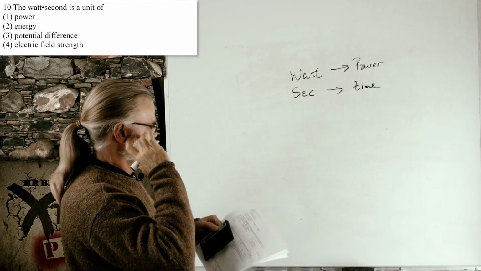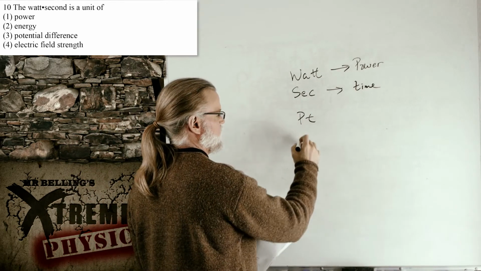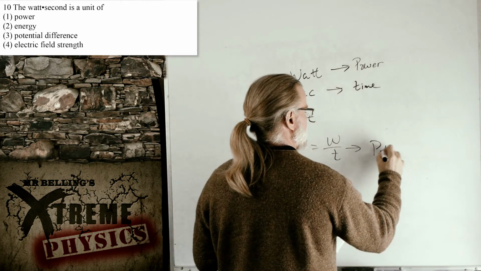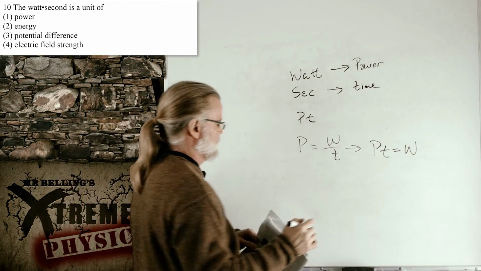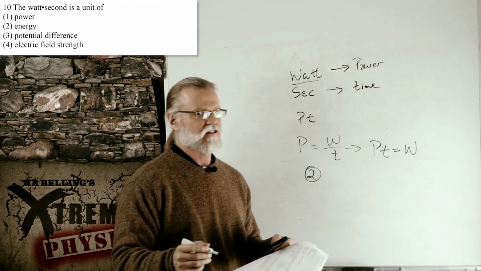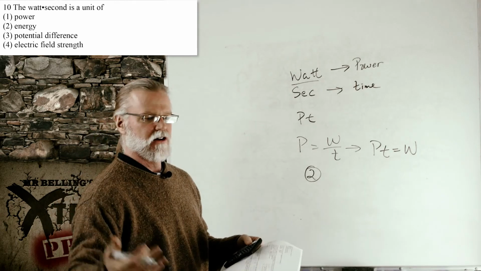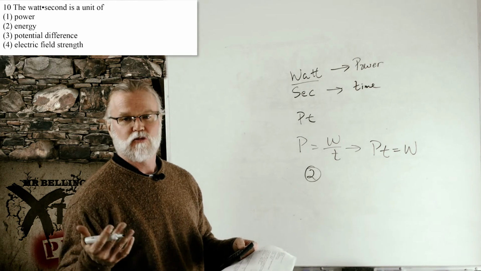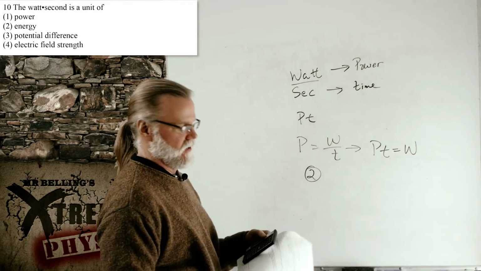So what is power times time? All right, well, what is power? Power is energy divided by time. So therefore, power times time must equal energy. The choice was 2. If you recognize the watt as a unit of power, then you must know that a watt second can't be power, because a watt is power. If a unit represents a quantity, if you multiply it by something else, it must represent something else. So if a watt is power, a watt second can't be power. It must be something else.